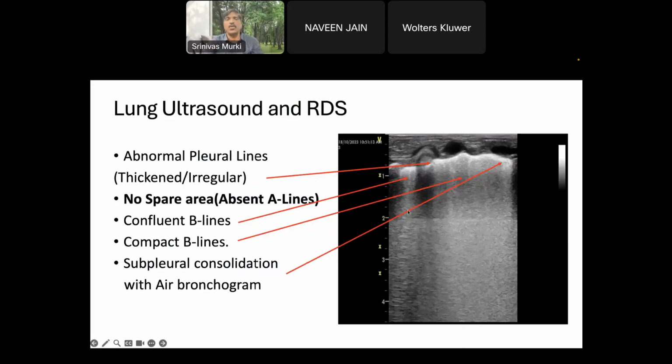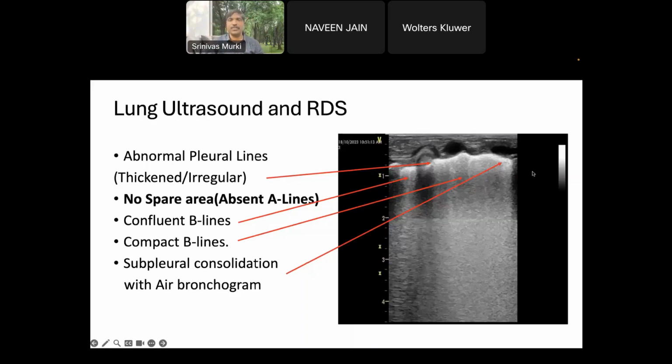So how do you make out? Look at the pleural line, the movement of the pleural line, the thickness of the pleural line, and see whether these horizontal lines are there or not. If all the horizontal lines are there, there is no lung disease. Absence of horizontal lines means there is lung disease. The vertical lines, the vertical shadows, or the confluent blue lines, B lines, mean there is lung disease. It means the lung is filled with fluid or there is atelectasis.